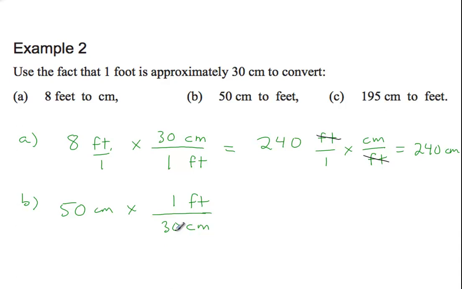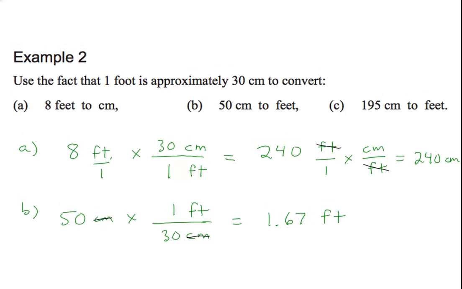So that means we have 50 divided by 30. And that gives us 1.6 repeating. So I'm just going to use 2 decimal places here and write 1.67. Okay, centimeters cancel centimeters, and we're left with feet. So 50 centimeters is equal to 1.67 feet.